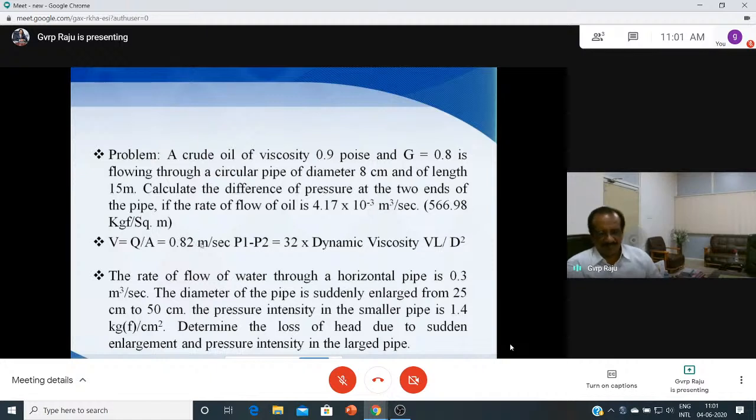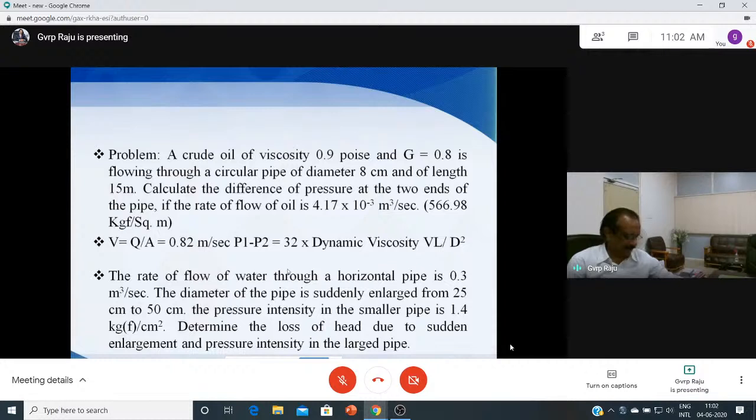Now we have the value of velocity, 0.82 meters per second, and the other value, P1 minus P2, is equal to 32 mu VL by D square. P1 minus P2 is the pressure here, 32 is a known value, and for the dynamic viscosity you need to take not 0.9 but 0.9 by 98.1 kg force seconds per meter square. The velocity here is 0.82, the length is 15 meters, and the diameter is 0.08 squared. Use these values and find the difference of pressure, which is equal to 566.98 kg force per square meter. This is very simple, provided you know the pressure drop is equal to 32 mu VL by D square.